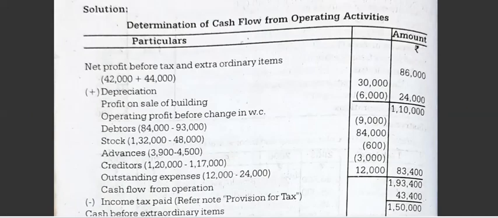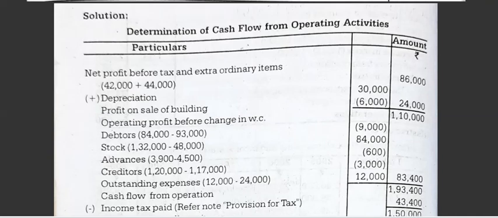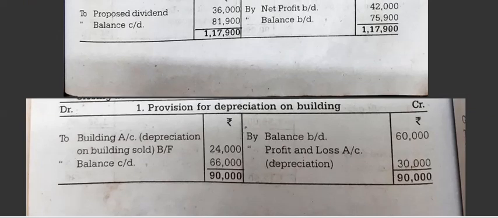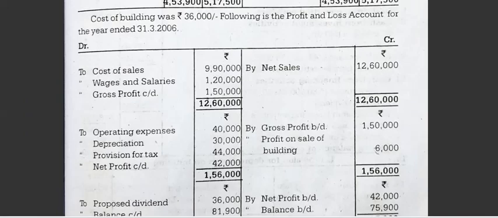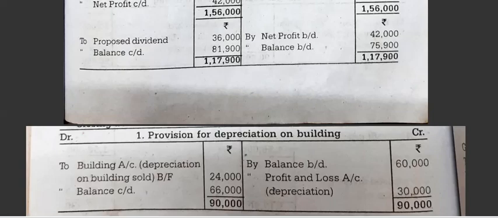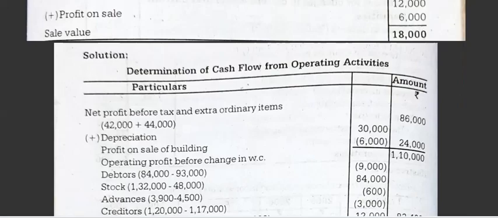Then is there any adjustment for this? You check the problem for any adjustment. See here, depreciation, you have to write depreciation, and this provision for tax. See, depreciation, profit and loss account. Okay.